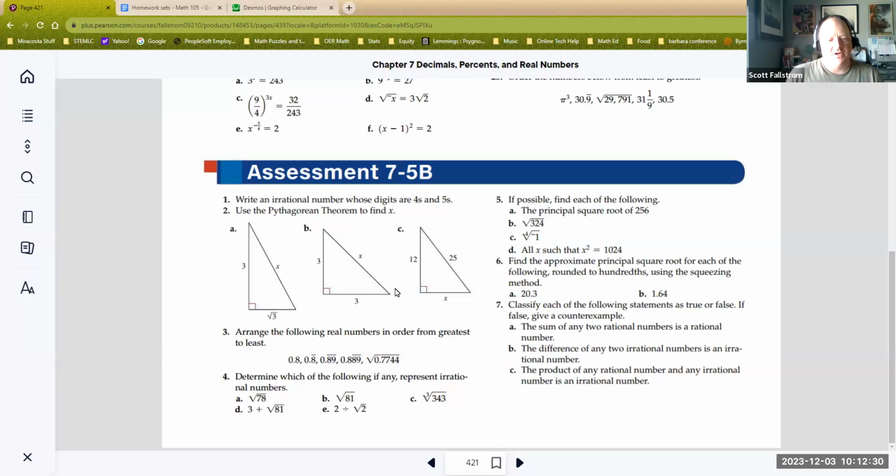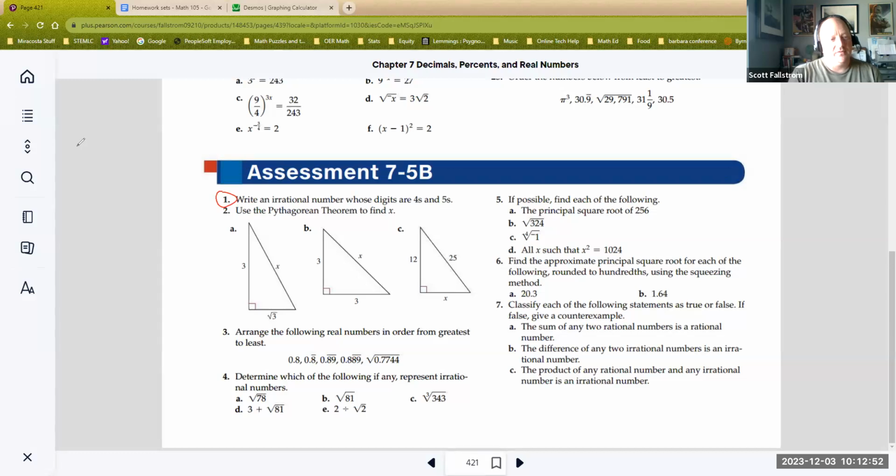So a couple of these start off with arranging numbers, kind of put things in order. So don't forget, you can always write out numbers, especially if you have a repetend. But if you get to some type of funky square root, just grab your calculator, or your cell phone's calculator is fine. All right. So we start off with writing an irrational number whose digits are fours and fives.